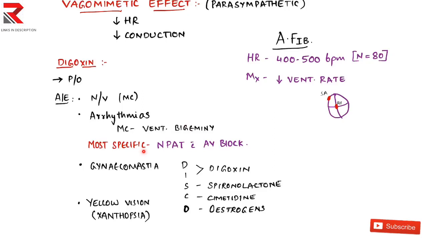And the most specific arrhythmia which you can see is non-paroxysmal atrial tachycardia with AV block. This is a main important MCQ regarding the adverse effects of digoxin. Even digoxin can produce gynecomastia. And a small recap: gynecomastia means you have to remember the DISCO drugs. DI means digoxin, S for spironolactone, C for cimetidine. Okay, just to remember, you can remember it as cement. And O for estrogens. And also another side effect is yellow vision, that is xanthopsia.